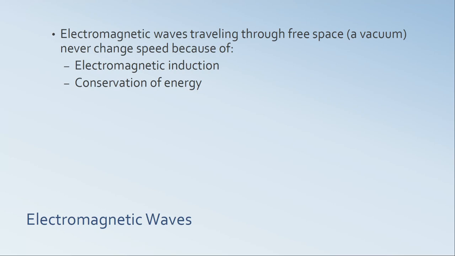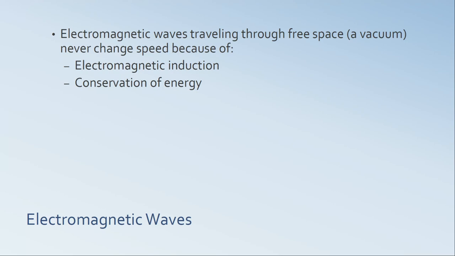As these electromagnetic waves travel through free space, they're always going to be moving at the same speed. And this is because as they are moving through space, as the electrical wave changes, it induces a changing magnetic field. And then as this magnetic field changes, it induces a changing electrical field. So they propagate each other.